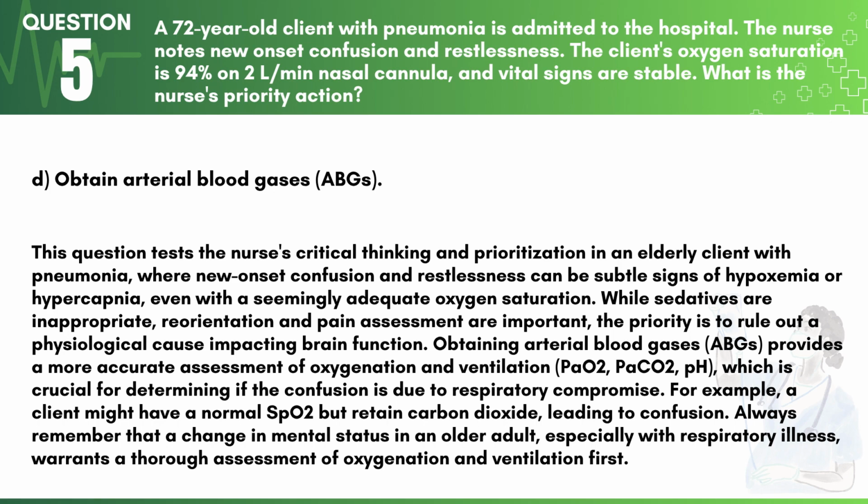Obtaining arterial blood gases, ABGs, provides a more accurate assessment of oxygenation and ventilation, PaO2, PaCO2, pH, which is crucial for determining if the confusion is due to respiratory compromise. For example, a client might have a normal SpO2 but retain carbon dioxide, leading to confusion. Always remember that a change in mental status in an older adult, especially with respiratory illness, warrants a thorough assessment of oxygenation and ventilation first.